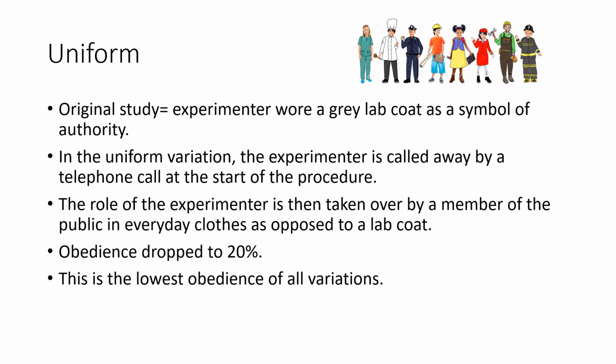And finally we have uniform. So in the original study, the experimenter wears a grey lab coat, and what that does is it symbolises authority, because it looks like someone is in charge. In the uniform variation, the experimenter, however, is called away by a telephone call at the start of the procedure. And the role of the experimenter gets taken over by a member of the public in just normal clothes, so they're not in a lab coat. So it sort of reduces the idea of authority, and we find that this is the lowest obedience of all the variations that are conducted, because obedience drops to 20%.